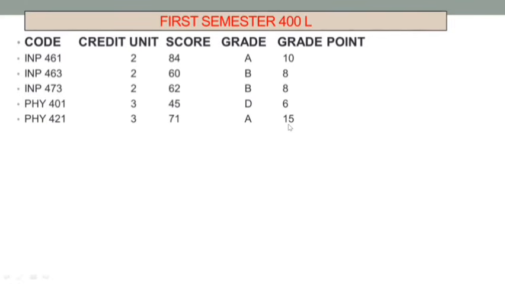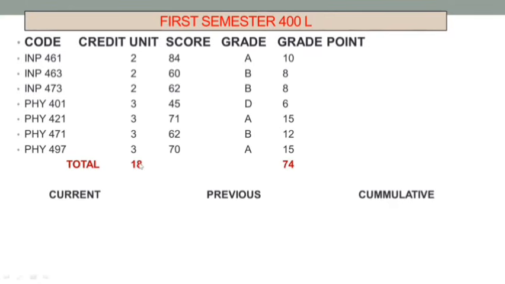Another course, A, 15 points. Another course, 12 points. Then another course, A, 15 points. As we can see, A and B are the major grades here. Only one D. Let's look at how the result will look like.